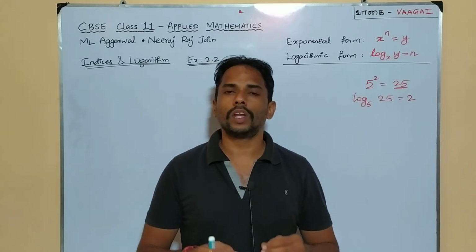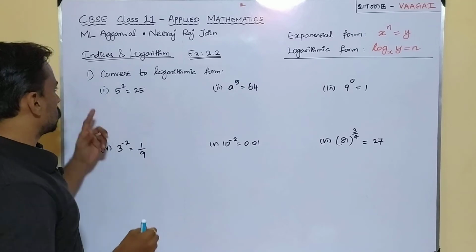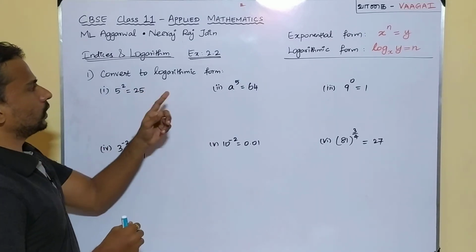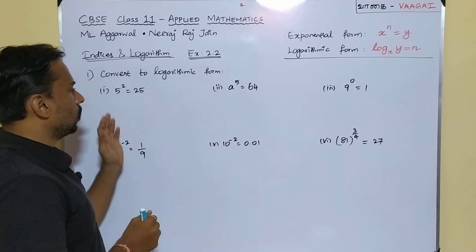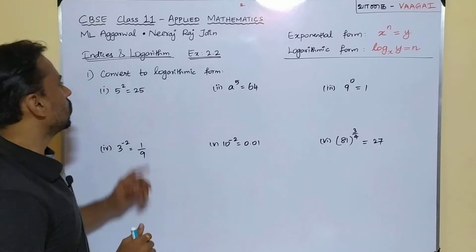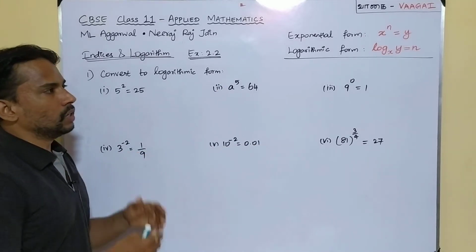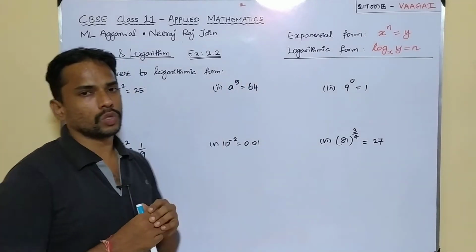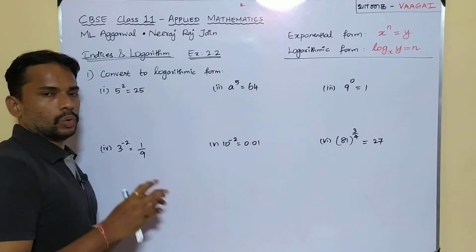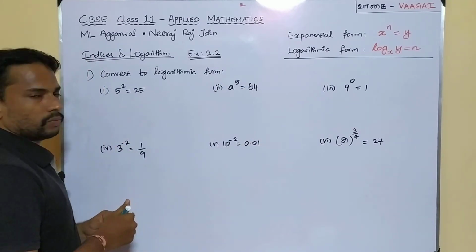Now we will start working out the problems, starting from the first question. Question number 1 is: convert the following to logarithm form. We have got many subdivisions here. They are going to be very easy. We just need to convert each of these exponential forms to logarithm form, as we just saw. So it won't take much time at all. We can quickly do it.